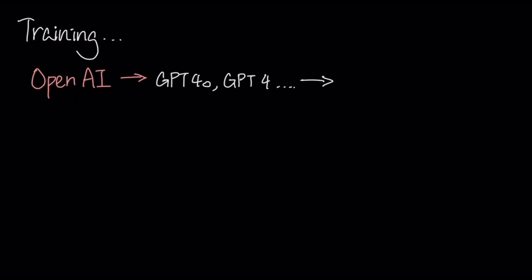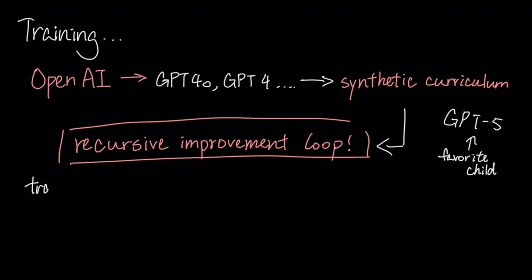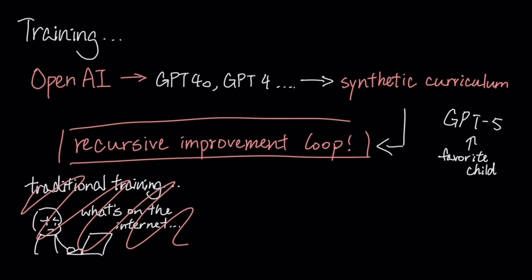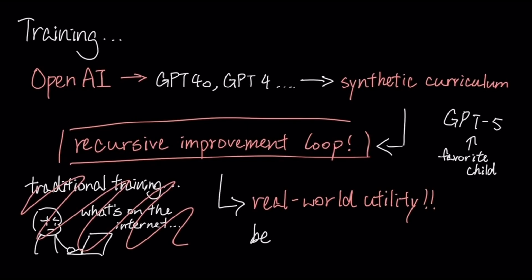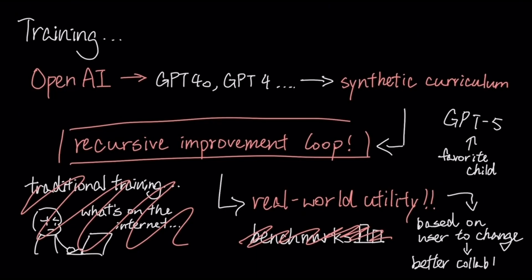The leap is in the training itself. OpenAI used its previous models to craft a high-quality synthetic curriculum for GPT-5. This creates a recursive improvement loop, a significant step beyond traditional pre-training that relies on just scraping the web. This design was driven by a focus on real-world utility, not just chasing benchmarks. Its training even involved shaping its personality based on user frustrations with existing tools to make it a better collaborator.